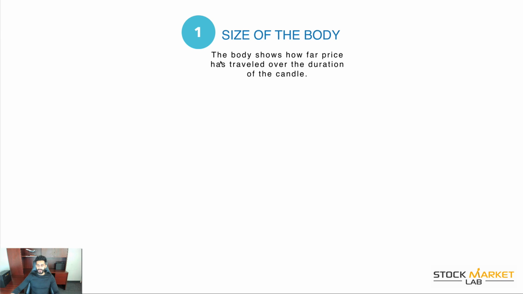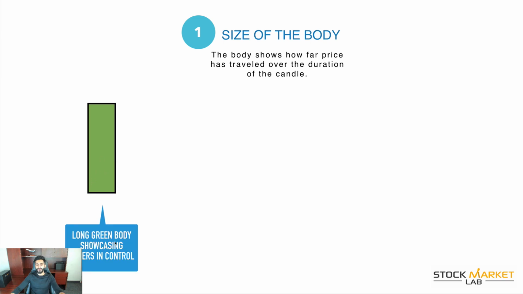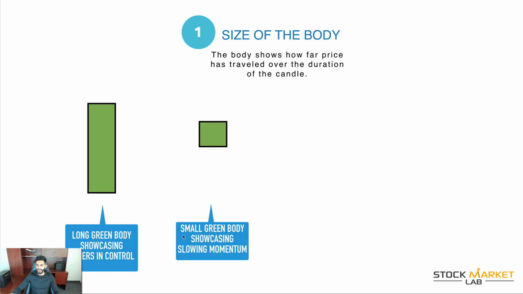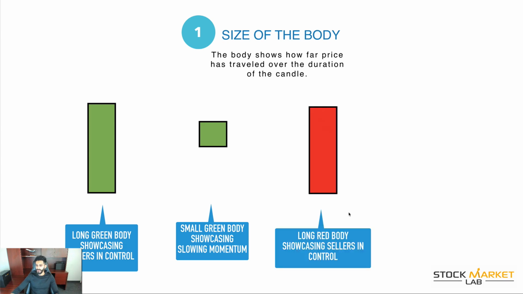The body shows how far price has traveled over the duration of the candle. In this candle, you can see a long green body, showcasing buyers are in control. Opening price, closing price: buyers are in complete control. Right here, we have a small green body showcasing slowing momentum. It shows that the strong move up is slowing down. Buyers may have control, but it's not a strong move. You'll see how this clicks as we go deeper into price action. Next, we have a long red body, showcasing sellers are in control. You can see the opening price and closing price. Sellers are in control.